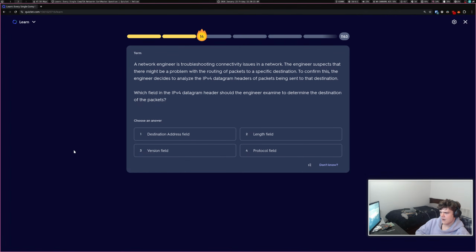Troubleshooting connectivity in the network, the engineer suspects that there might be a problem with the routing of packets to a specific destination. Decides to analyze IPv4 datagram headers of packets being sent to that destination. Which field in the IPv4 datagram header should the engineer examine to determine the destination of the packets?